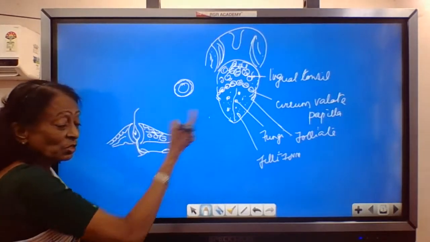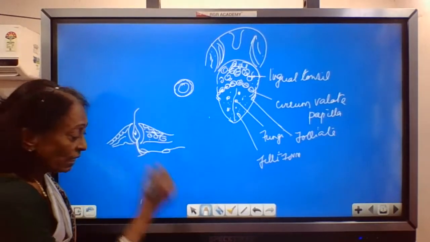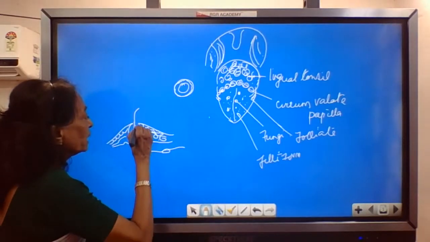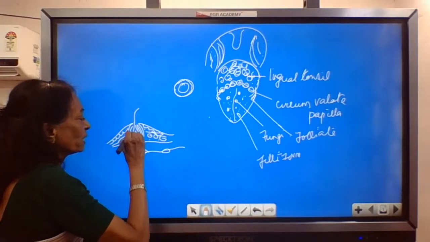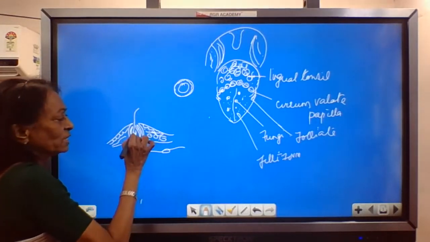Now in between, just as you saw in the nasal epithelium, there are supporting cells. Here also, by the side, you have got a number of supporting cells, just packing it up. I am just showing you one cell only.